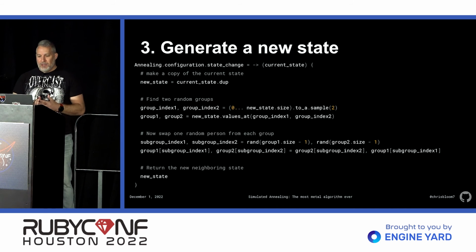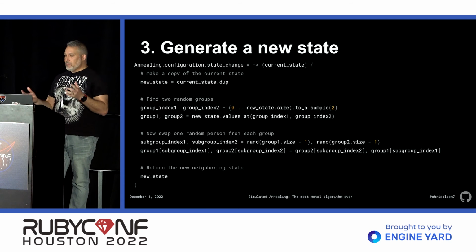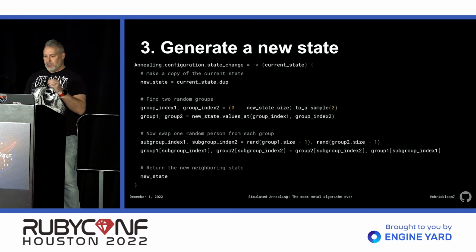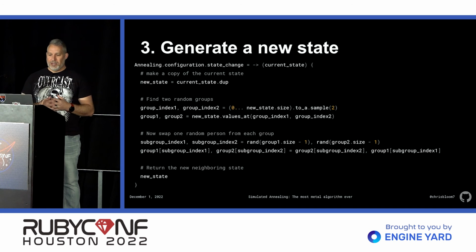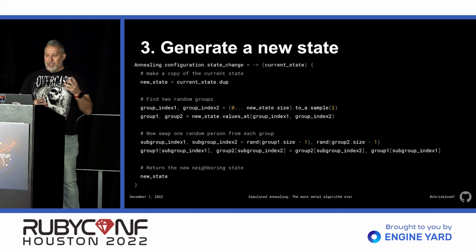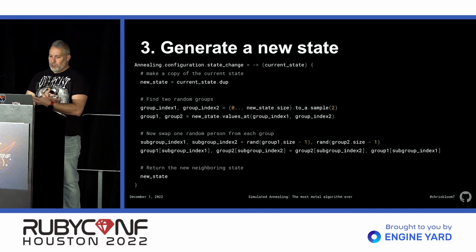What we need to do right now is develop a method for making those state changes, all of which will happen inside the simulation. In our case, this might involve exchanging random members from 2 random subgroupings. So this function takes the current state and makes a clone of it. Then we find 2 random subgroups from the new state and pick 2 random indexes within each subgroup. And then we just swap those 2 members between the subgroups and return the new neighboring state.